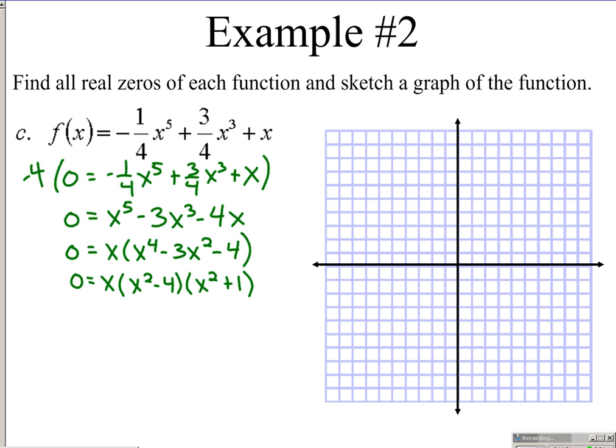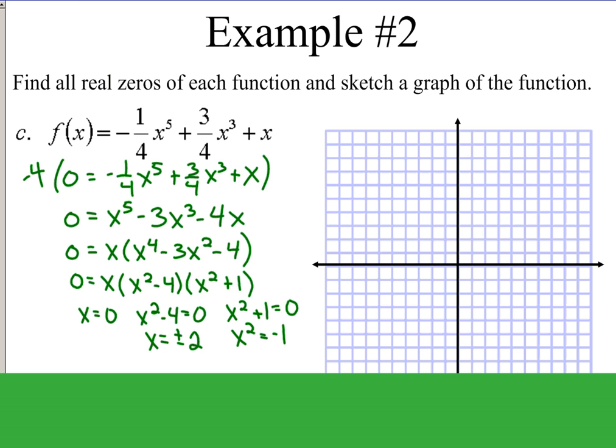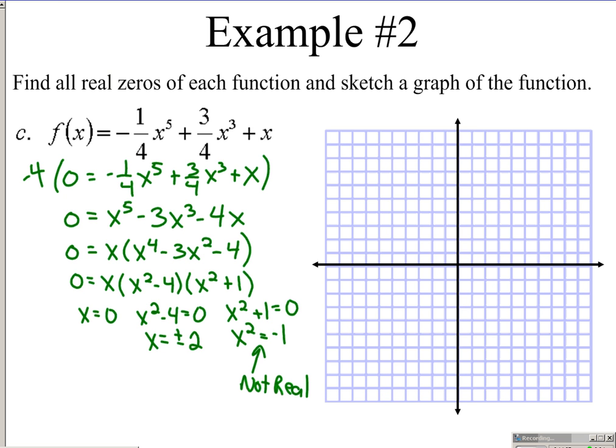Set each of these factors equal to 0. We get x equals 0. X squared minus 4 equals 0. X squared plus 1 equals 0. We get plus or minus 2. Here we get x squared equals -1. Go to take the square root of that. That is not real. So we have 3 real solutions to this equation. Let's plot those x-intercepts. We have 0 plus or minus 2.